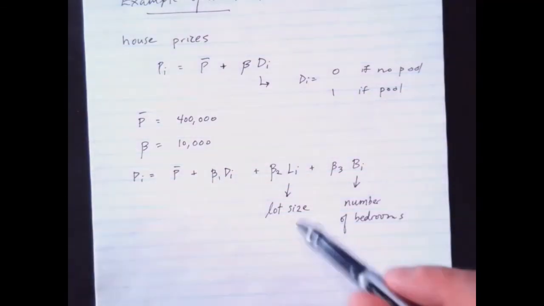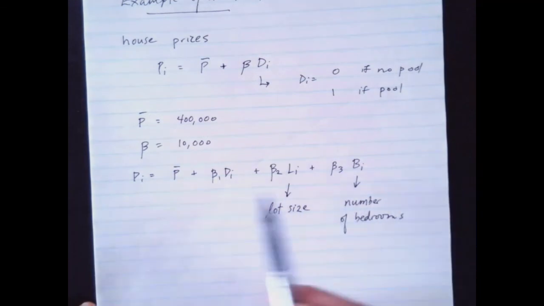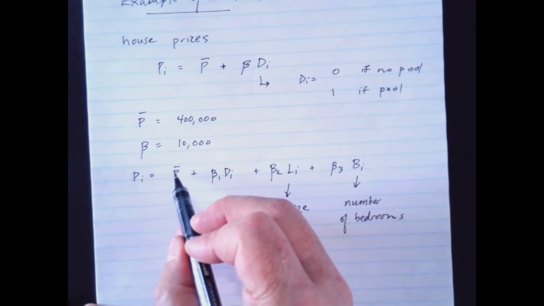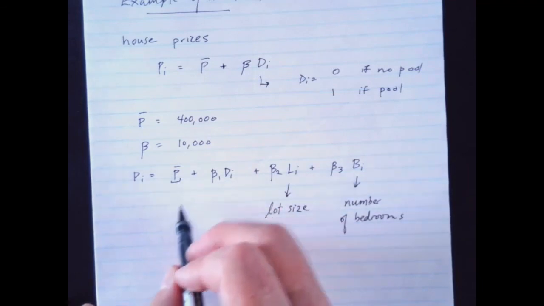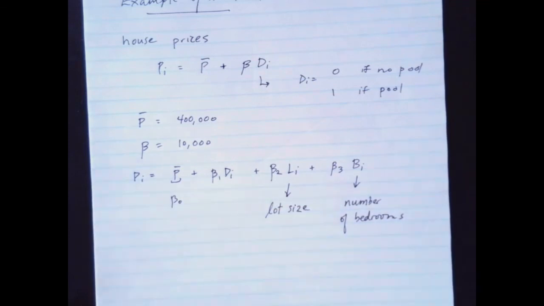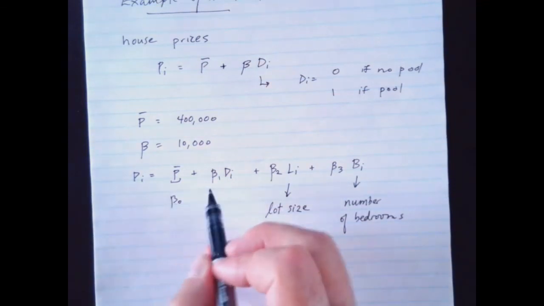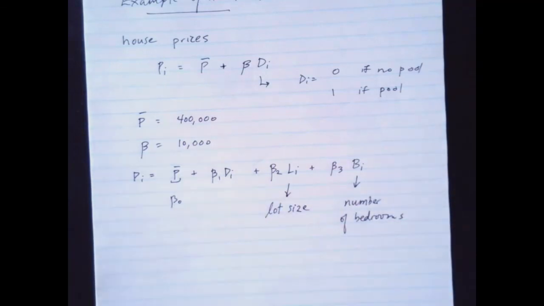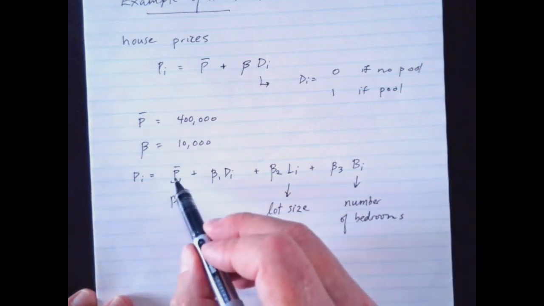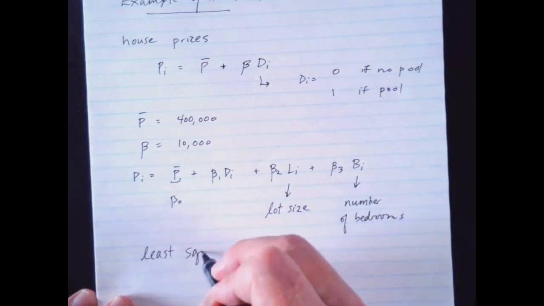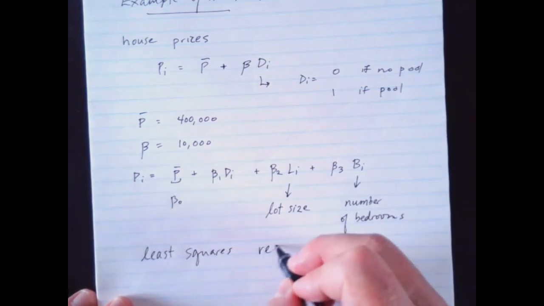The technique for figuring out these coefficient values, including this one, I called it P bar, but to make the terminology a little more consistent, we'll usually just call that beta 0, so then we're just dealing with betas, or alpha, or anyway, you'll know when we get there. The technique for calculating the values of these is called least squares regression.